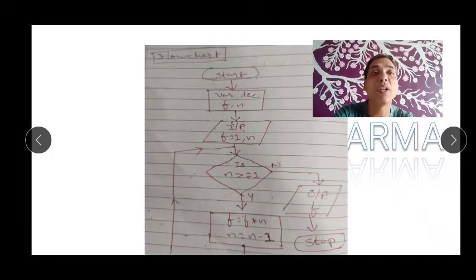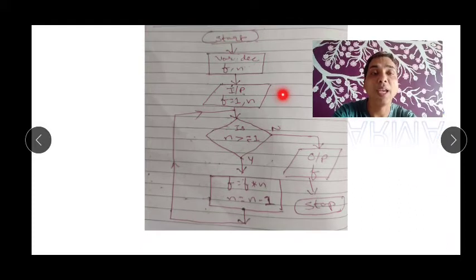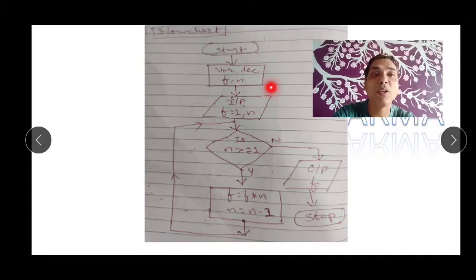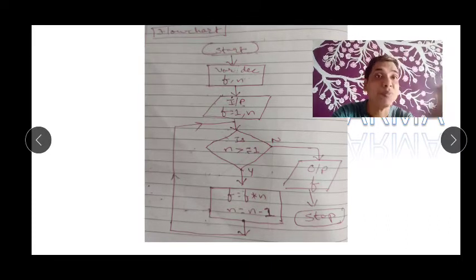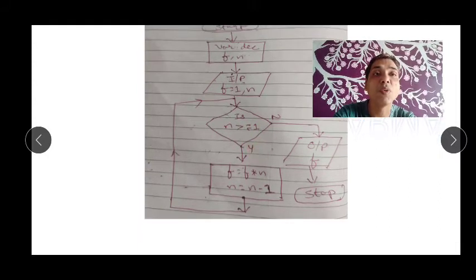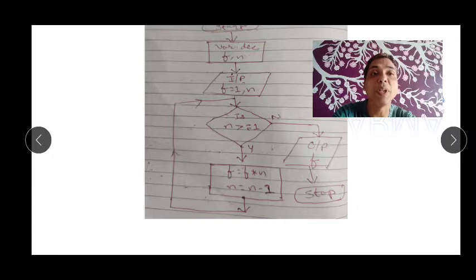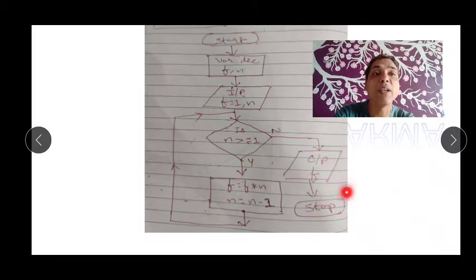Start, variable declaration, whatever the steps we have written in the algorithm, f and n. Input, f is equal to 1 and n is equal to n. Now whatever the user wants, the user can define, but it has to be greater than or equal to 1. So if, suppose the value is 4, then this condition becomes true. So it will just calculate this and it will repeat till your condition becomes false. Okay, if it is false, it will just print the value of f and finally it will stop.